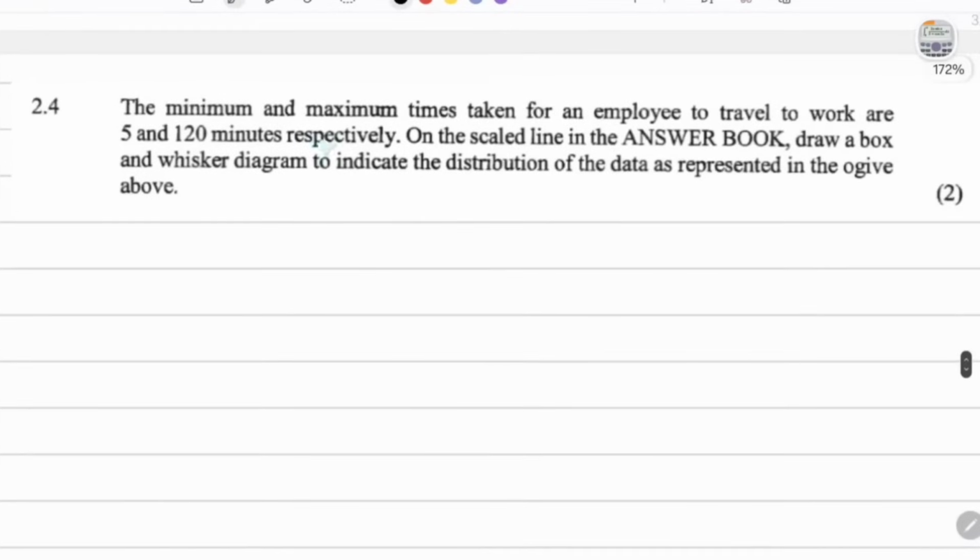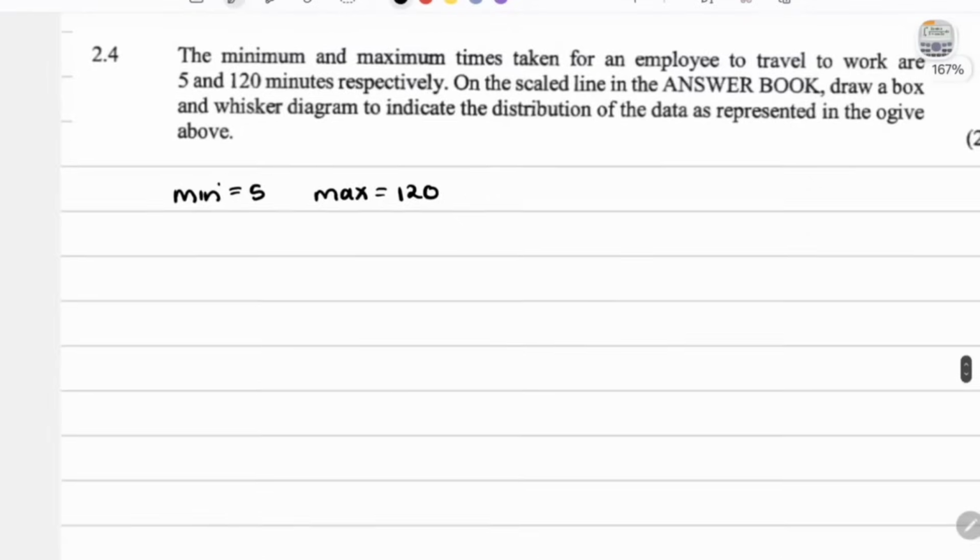The next question, 2.4, says, the minimum and maximum times taken for an employee to travel to work are 5 and 20 minutes. Okay, they're giving you the minimum and the maximum. You can already tell. And remember, you have all your quartiles, so they probably want you to draw a box and whisker diagram. Then they say on the scaled line in the answer book, which I don't have, draw a box and whisker diagram to indicate the distribution of the data as represented in the ogive above. Okay, so we just have to draw a box and whisker diagram.